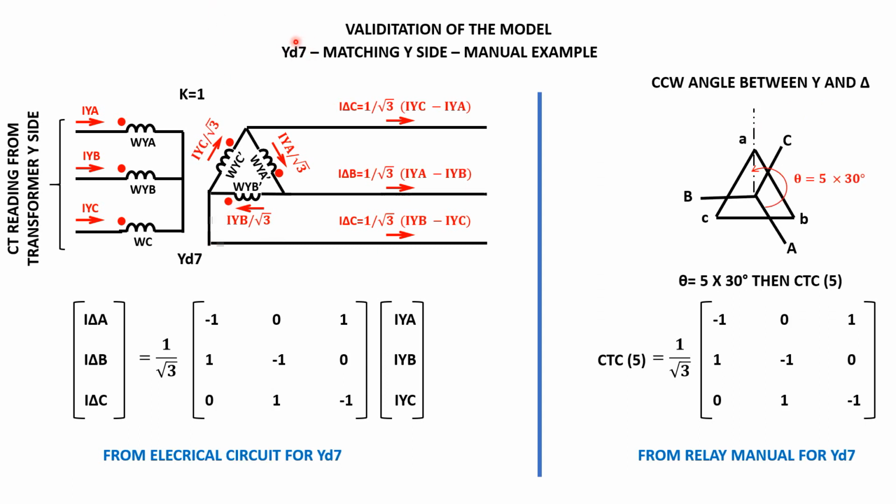And this is another example, Yd7. With Yd7, phase A needs 5 times 30 degrees to reach from star to delta, and its CTC5 from the manual is this. If you use Yd7 with a ratio of 1 in the line to line, we get the same value matrix.